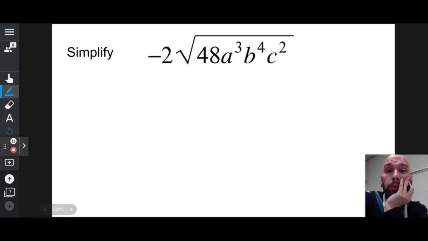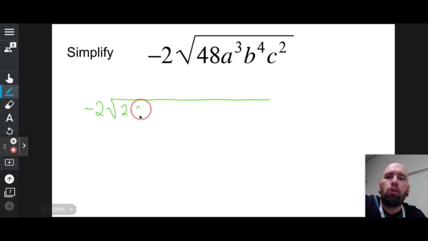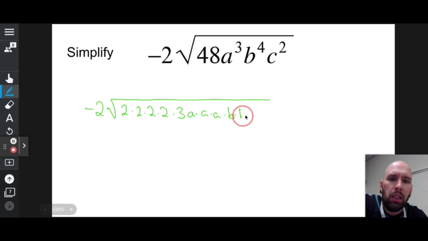This is the last one, and it's still not that bad. We have a number out here, negative 2. Who cares? We have 3 letters in here. What am I to do? Well, negative 2, big square root. So that's 6 and 8. So that would be 2, 2, 2, 2, 3, a, b, b, b, b, c, c. Once again, the line's not long enough.